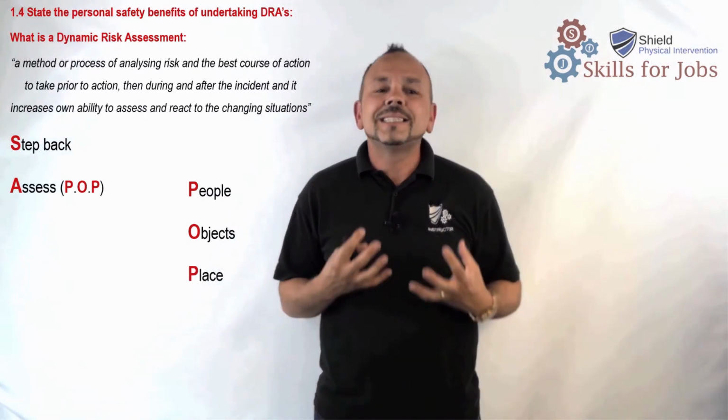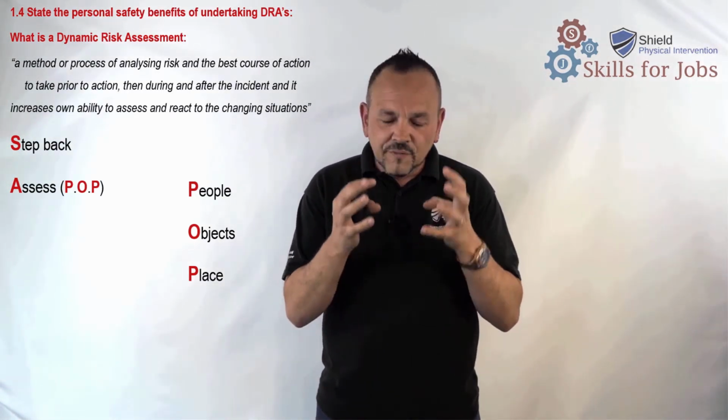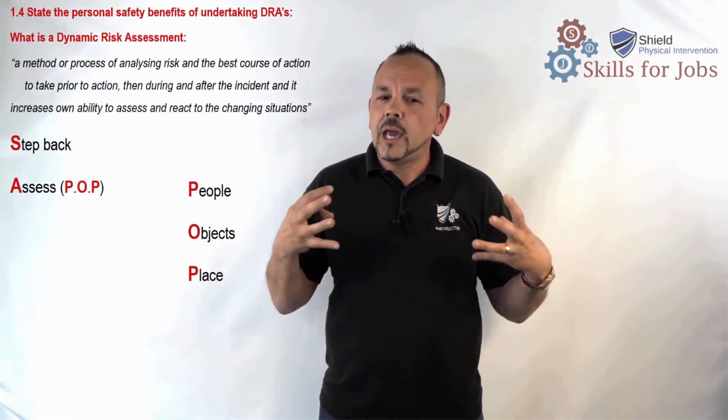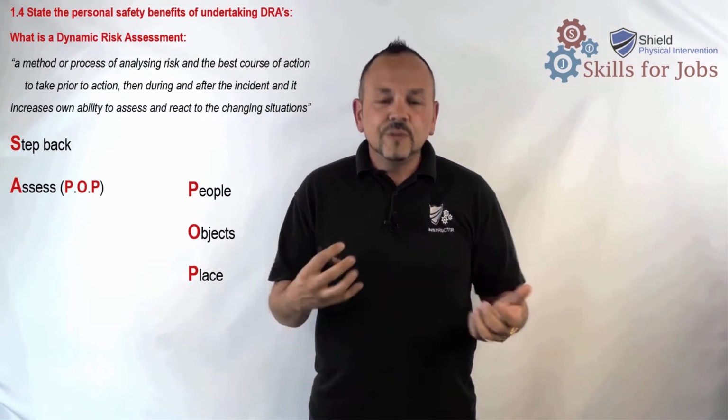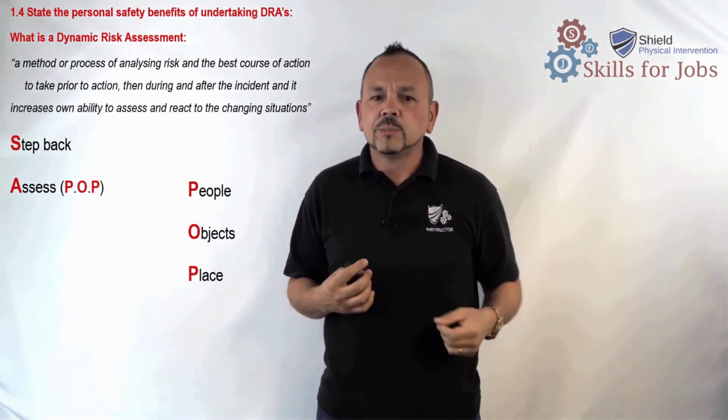Are they holding anything? And the other P is place. Where is it taking place? Are they in a dark corner? Are they out of sight of CCTV? Are you secluded? Think that if things did go wrong, have you got an exit route? Have you got an escape strategy? So once you've done that, you psychologically step back where you've assessed the threat using POP, person, object, place.